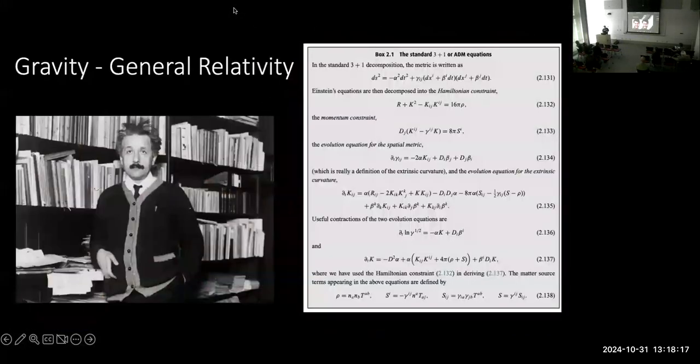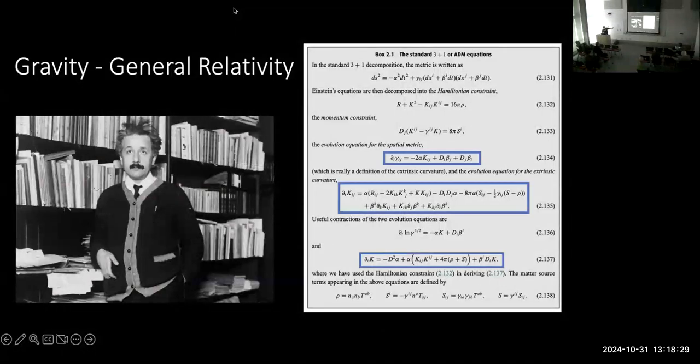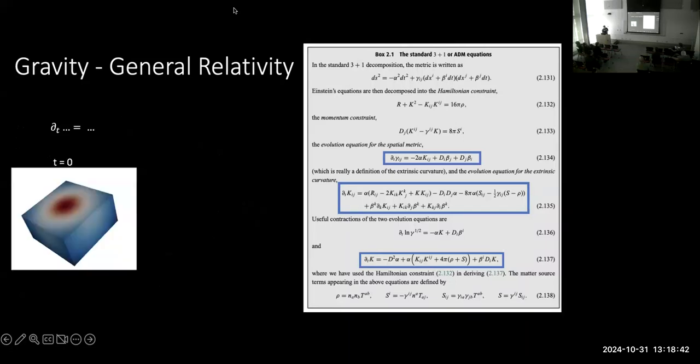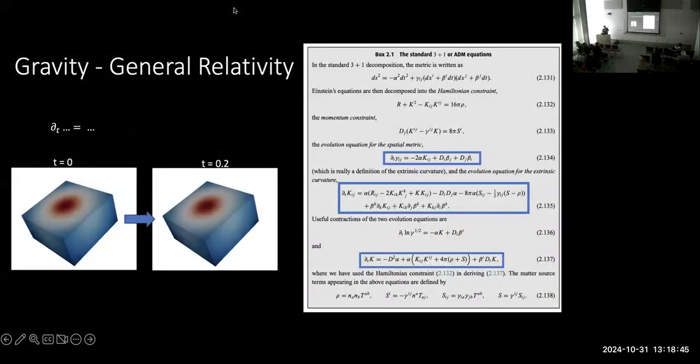Well, let's go back to the handsome fella here, and let's look at his equations again for a second. And I'm not going to ask you to look too hard because they're horrendous. But in general, these are the important equations in that they have the form of a partial time derivative of something equal to something. And they do the following. They take a current spacetime at time t equals 0 and transform it to a time t equals 0.2. So these are just the evolution equations. They tell you how spacetime is going to move.